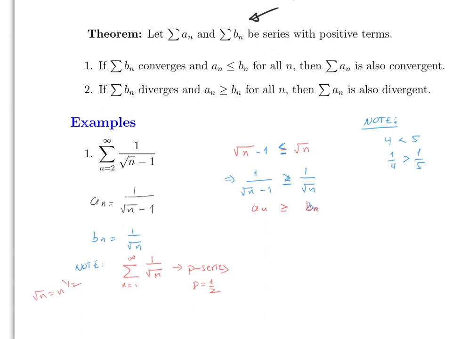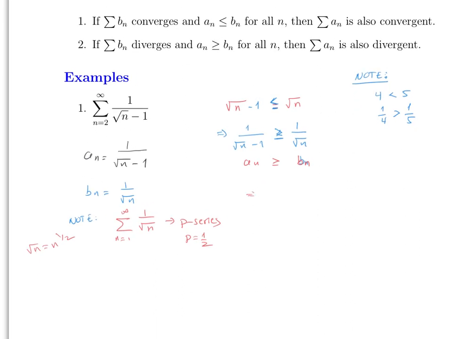Since this is divergent, because it's a p-series, that means the original series, n equals 2 to infinity, diverges by the comparison test. In this case it doesn't matter if it is 1 or 2, so let's go with 2. So the key is to show this part right here.